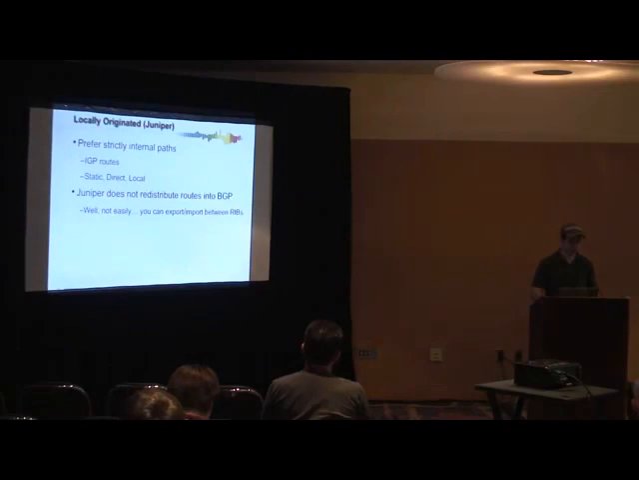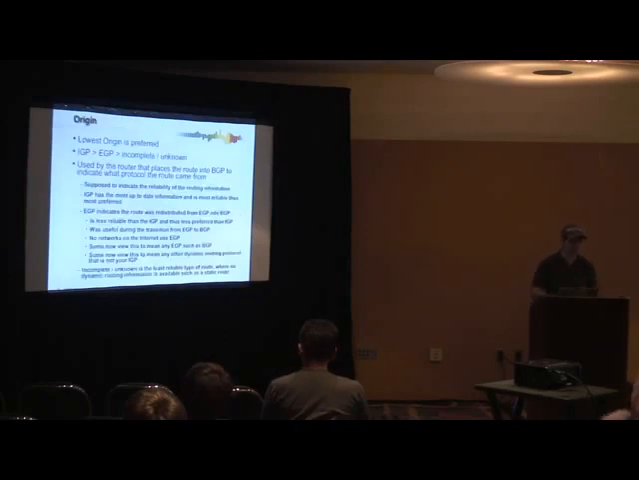So Juniper will prefer locally originated paths. So it prefers strictly internal paths, IGP route, static, direct, local, over BGP paths. And like I said earlier, Juniper really doesn't redistribute locally on the router from other protocols into BGP. It redistributes them towards exporting towards other neighbors. It's possible to do using import and export in RIBs, but very uncommon.